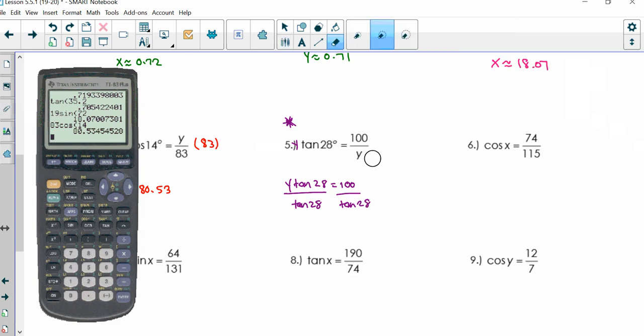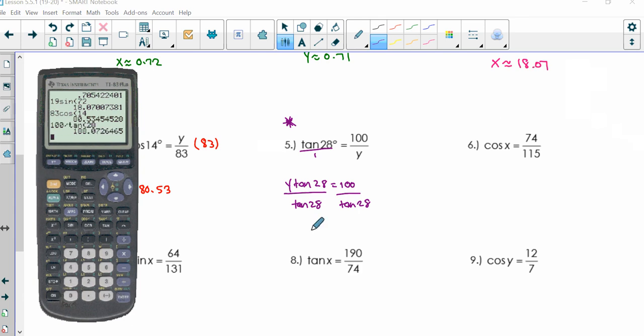Here's the other way that I think a lot more students tend to go towards. Like I did in the warm-up, we can just make this a ratio and we can cross multiply. So notice 1 times 100 is 100. And notice y times tangent of 28 is y tangent of 28. So you end up with the same thing. It's just a different idea of how to get there. Okay. So this is what I'm going to put in my calculator. So I'm going to say 100 divided by tangent of 28. Okay, and that's going to tell me that y is about 188.07.